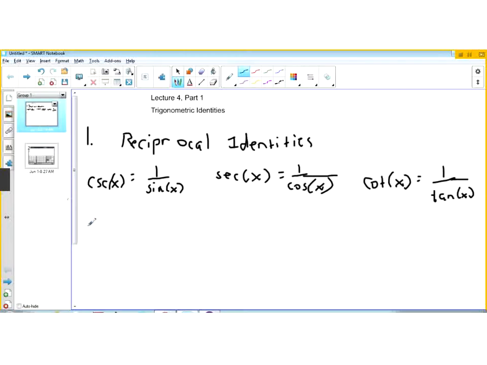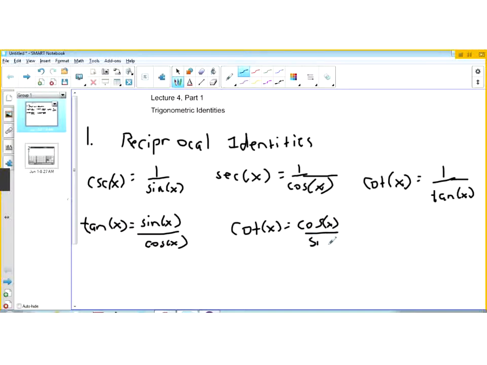And then the tangent of x, of course, its definition is the sine of x over the cosine of x. Okay, and then the cotangent of x, its definition is the cosine of x over the sine of x. All right, so all of these should be memorized. These are definitions. All right, okay, so we have those.